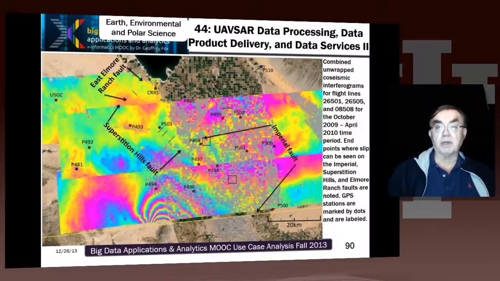Here's an example of an image which is interferograms for a couple of flight lines, actually 3 flight lines in the 2010 period, and various interesting effects can be seen. This is in Southern California, and the data is also supplemented by GPS, which are these dots, and so the GPS is linked to the UAVSAR for a study of the earthquake, the seismic activity.